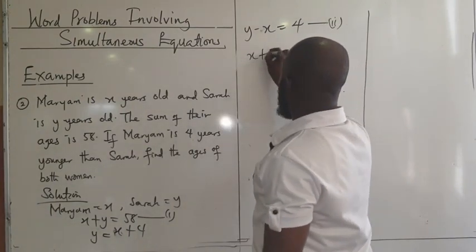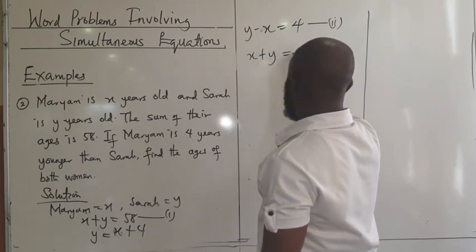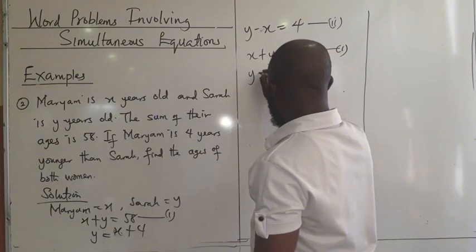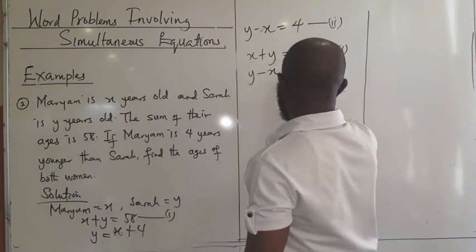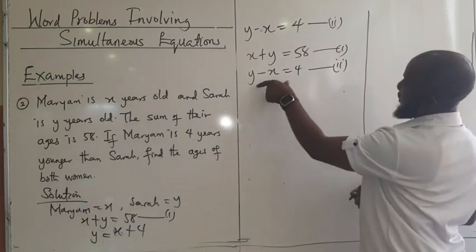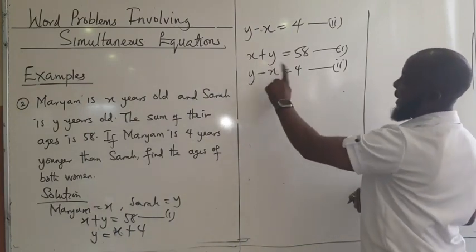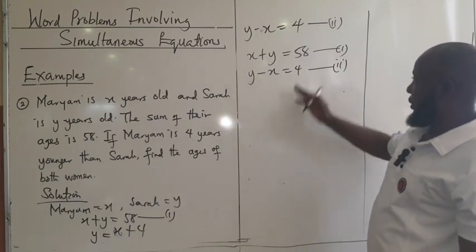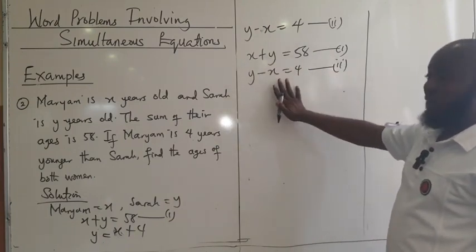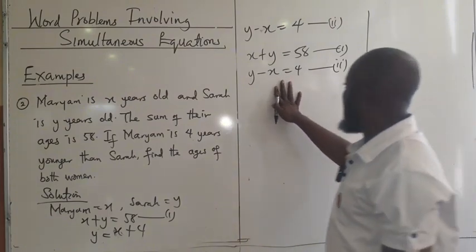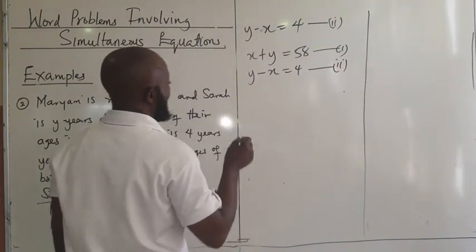X plus Y equals 58, equation 1. And this one, Y minus X equals 4, equation 2. You notice that this is not well placed, so you can rearrange it so that X will be under X, Y will be under Y, then you can solve it. So actually you can go ahead with this if you want to use substitution method. So let's use substitution method here.